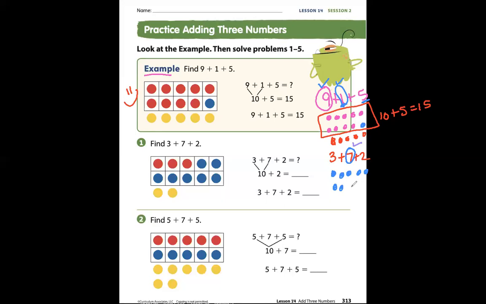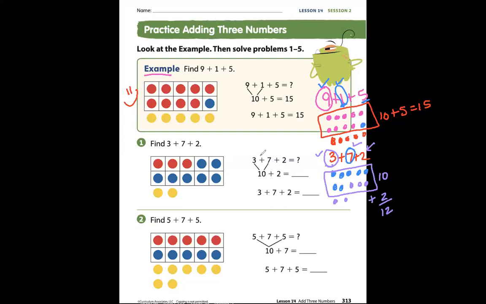Do I want to add 2 more or 3 more? Why would I want to choose 3 over the 2? Right, because 7 and 3 make 10. So 3 more would fill up that 10 frame. Check, am I done? Nope, I still need to do the 2. 1, 2. So now I have 10 plus 2 equals 12.